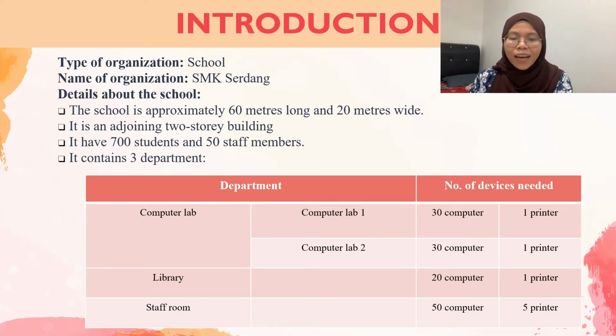As we know, every school has many departments that are connected using the same internet and computer network, which allows them to share data and use the internet at the same time. This school consists of 3 departments, which are the computer lab, library, and staff room. There are 2 computer labs, each comprising 30 computers and also 1 printer in each lab. The library has 20 computers and 1 printer, while the staff room has 50 computers and 5 printers.